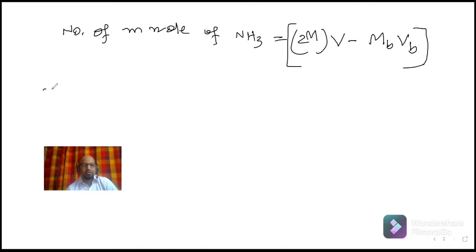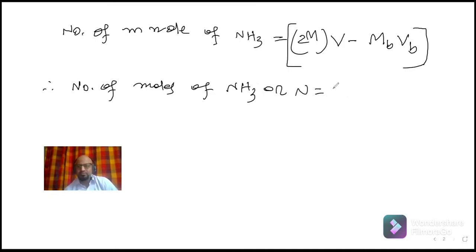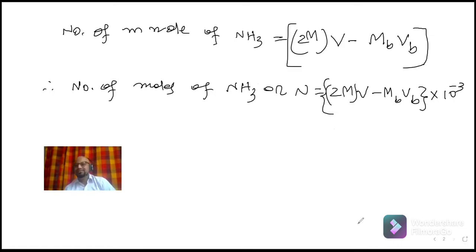Now therefore, the number of moles of ammonia, or nitrogen, you can say is equal to 2m into V minus MbVb into 10 to the power minus 3. This is the number of moles of ammonia we have produced.